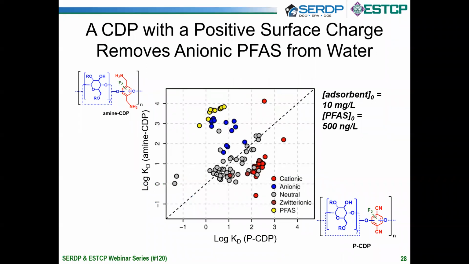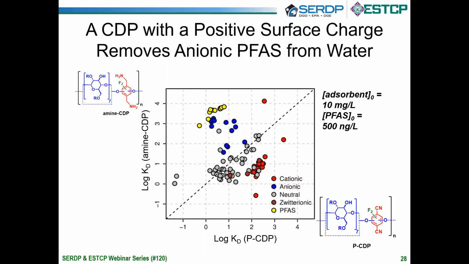The data shown in this plot represent the distribution coefficients measured for over 100 contaminants of concern on both P-CDP and amine CDP. The conditions of the batch experiments are shown in the top right corner of this plot. And 90 of the data points represent the same 90 contaminants I showed on a previous slide, and the yellow data points represent a set of perfluoroalkyl acids. The take-home message that I want to make here is that surface charge determines the affinity of each cyclodextrin polymer for adsorbates of different charge states.